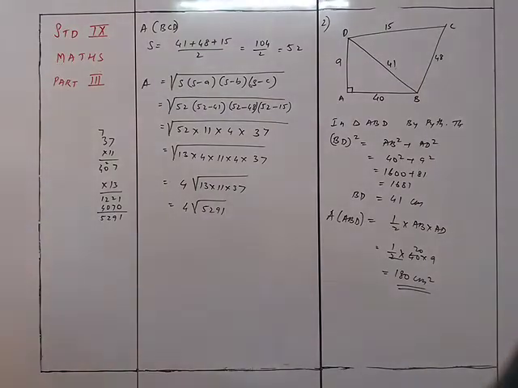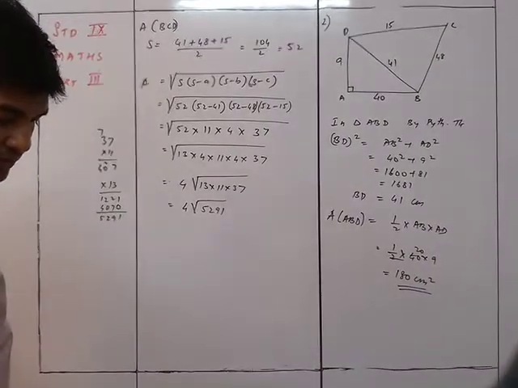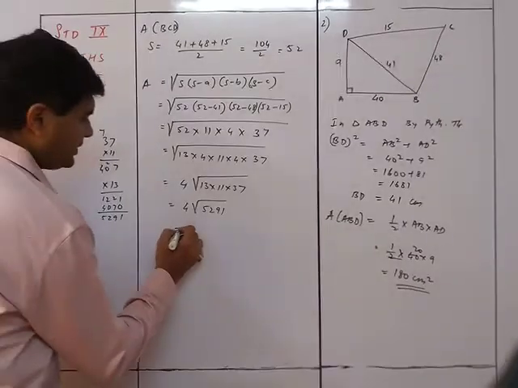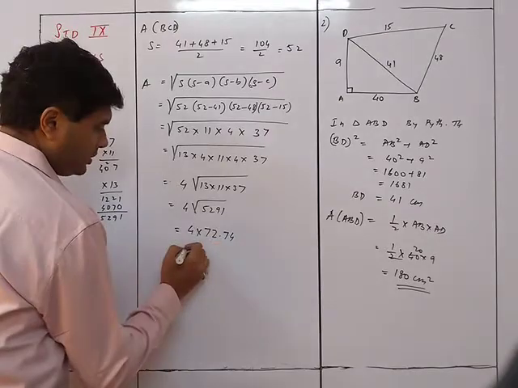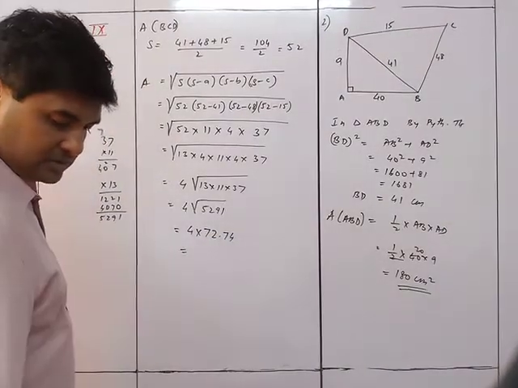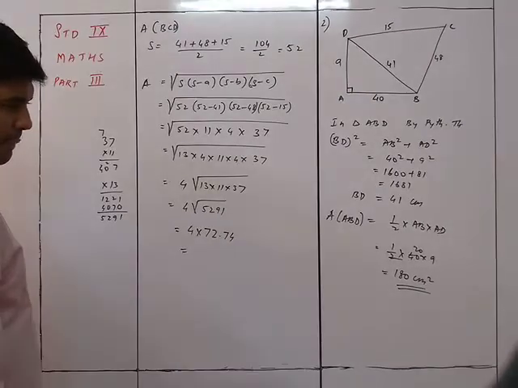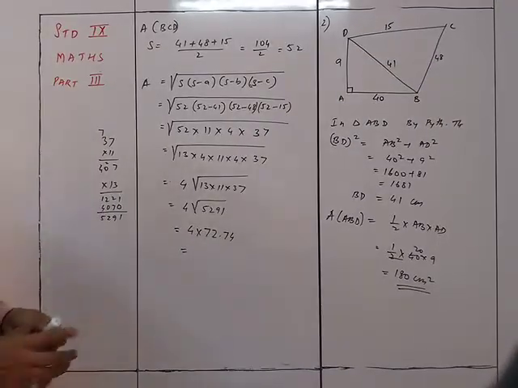This is not a square root at all. Maybe having some kind of 5291 is 72 point something. So this is something like 4 into 72.74, that will give you as 290. Let me check this out first.